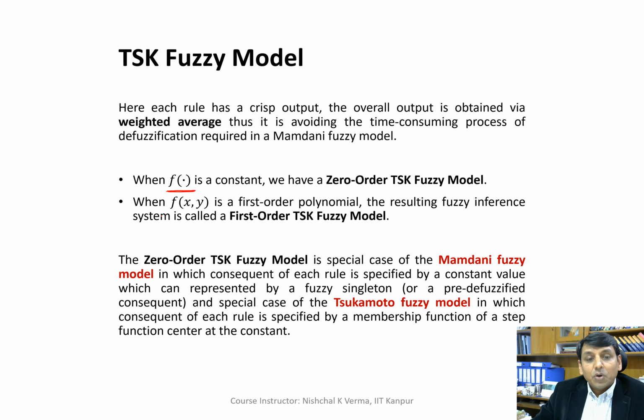The zero order TSK fuzzy model is a special case of the Mamdani fuzzy model, in which the consequent part of each rule is specified by a constant value, which can be represented by a fuzzy singleton, as we have already seen. In the beginning of this course, we understood what a fuzzy singleton is. So a constant can also be represented in terms of a fuzzy singleton.